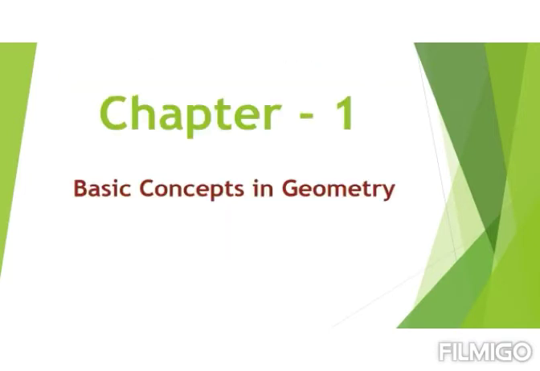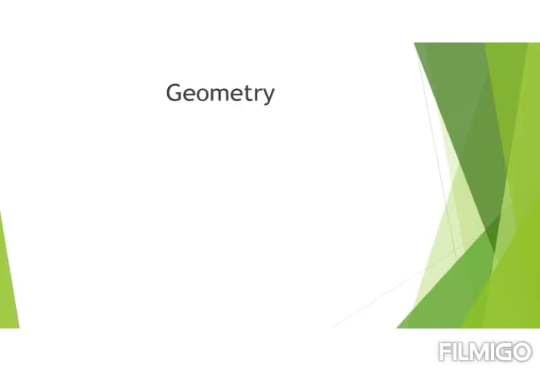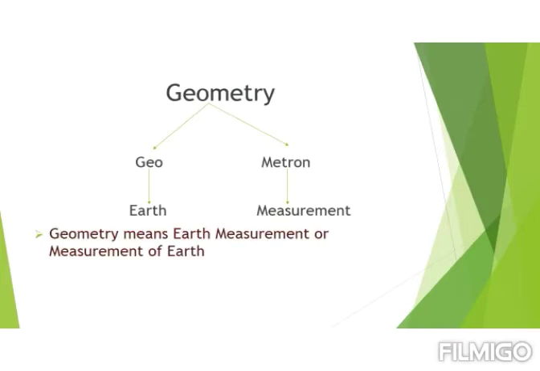Today we are going to start with the first chapter, that is Basic Concepts in Geometry. So first we will see what is geometry. Geometry has two parts, that is geo and metron. Geo means earth and metron means measurement. So basically, geometry is earth measurement or measurement of earth.